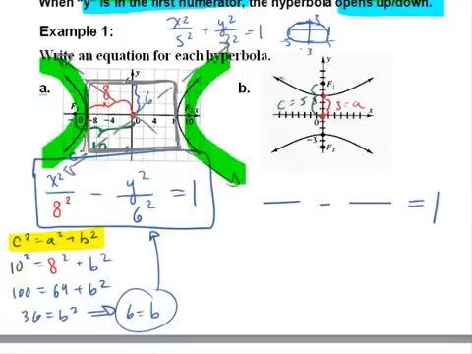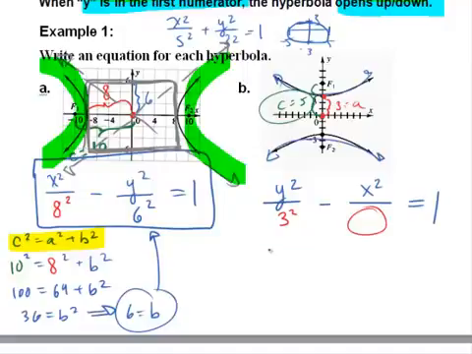Because this one is going up and down, it's going to start with y squared because it's going this way. And then we'll have x squared over here. We don't have to worry about anything because it's at the origin, 0, 0. Underneath the y distance, we're going 3 squared units. We need to figure out what the x distance is, and we're going to again use that c value to help us. So c squared equals a squared plus b squared.